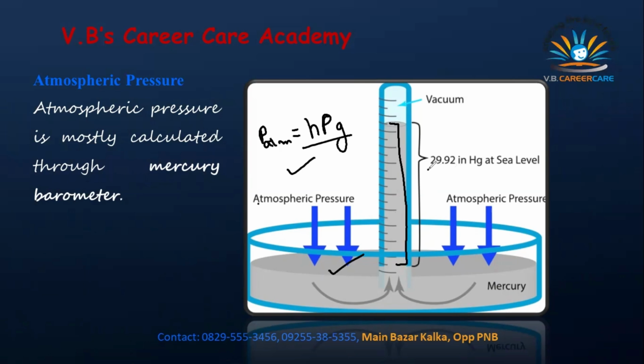At sea level, this height comes to be 29.92 inches or 76 centimeters. So this is how you could calculate the atmospheric pressure with the help of a mercury barometer.